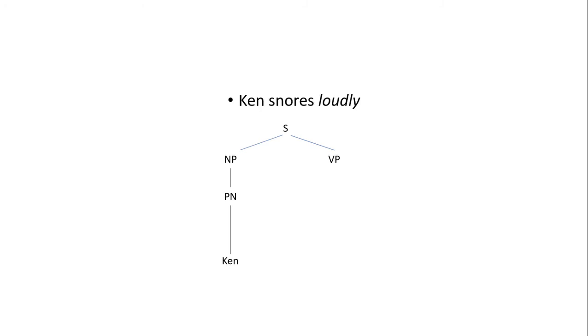Now let's continue to the verb phrase part. I'd like to split it into two parts. First is the verb, which is represented by snores. And then ADV, and then loudly. Just that. It's very simple.